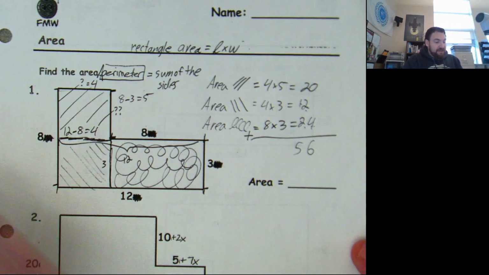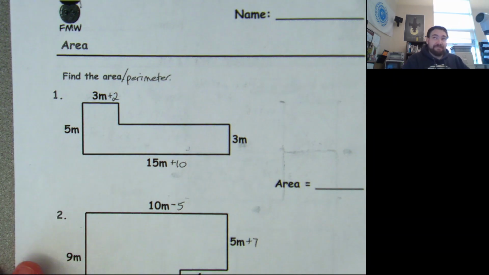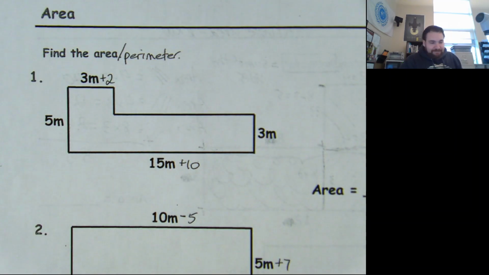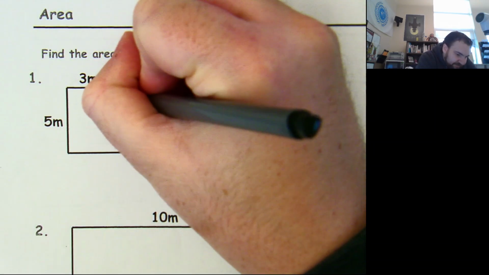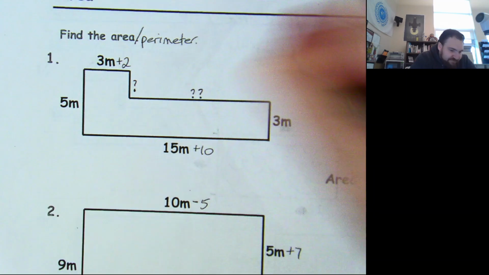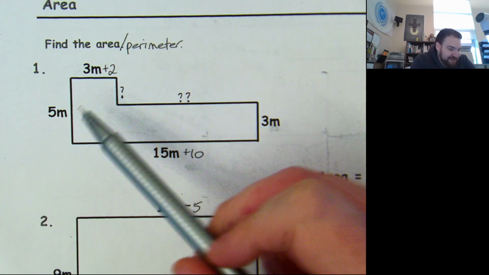I'm going to show you what one of these looks like. Let's do one of these on the back side, with some letters. Let's do the top one on the back. So, I want to find the area, and I will model the perimeter for this one. This side is 3m plus 2. I don't know this guy. I don't know this guy. This is 3m. This is 15m plus 10, and this is 5m.